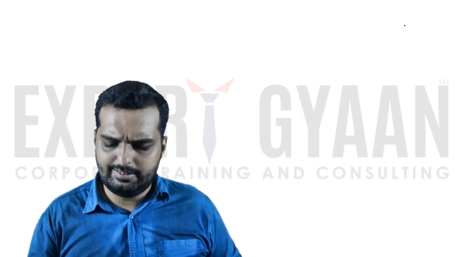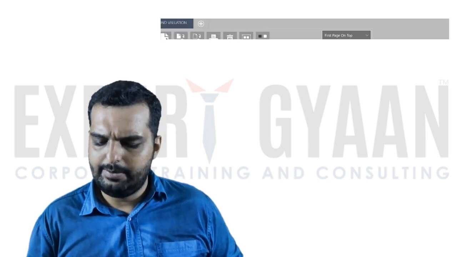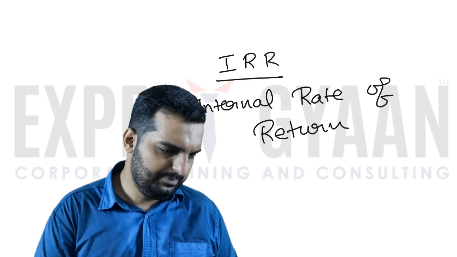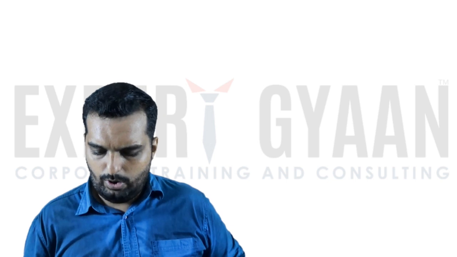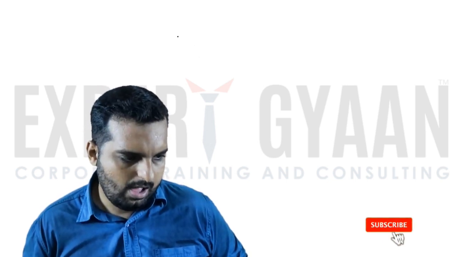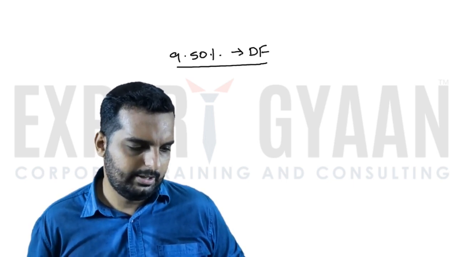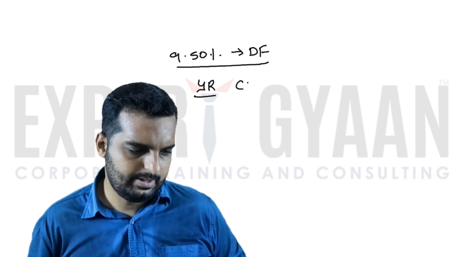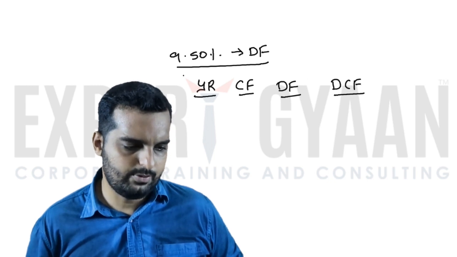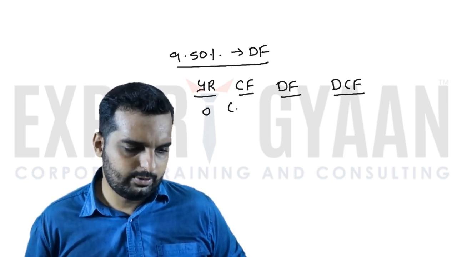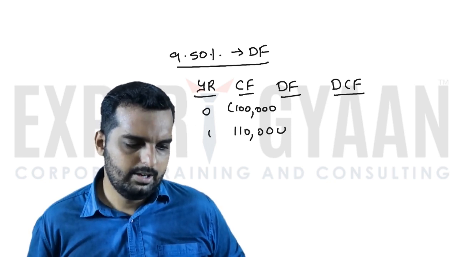One other methodology is by using the guess rate. A guess rate means the rate that I'm just guessing right out of my mind. So let us say I'm trying to find out what is my NPV at a 9.5% discount factor. Okay, so I'll draw a table over here. Here: cash flow, discount factor, discounted cash flow. Year 0, my cash flow is 1 lakh. Year 1, it is turning out to be 1 lakh 10,000.